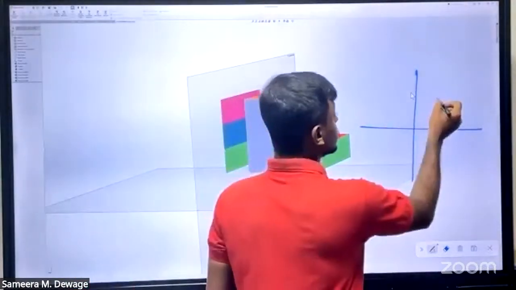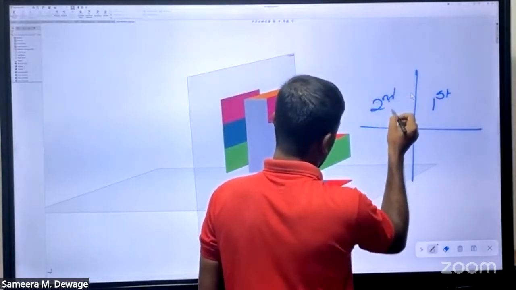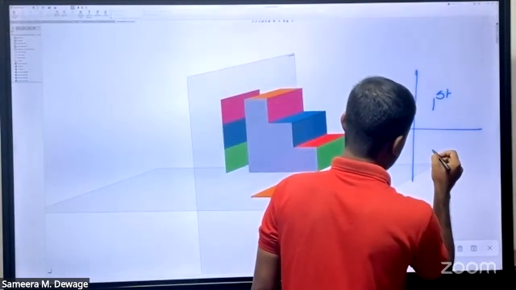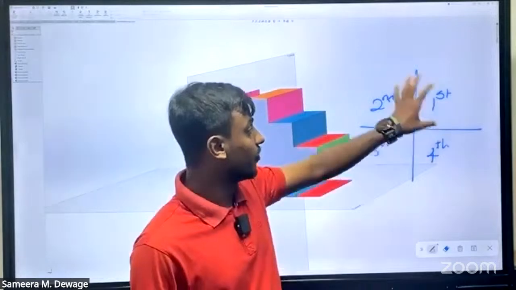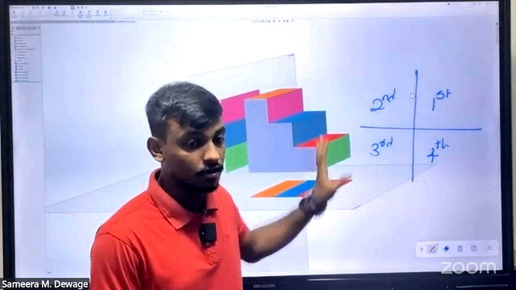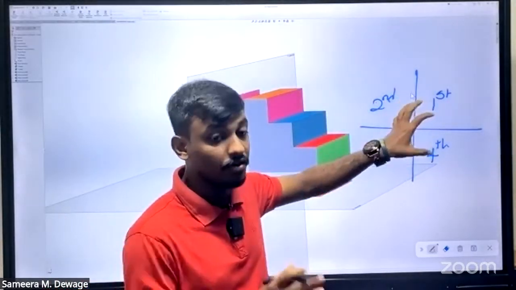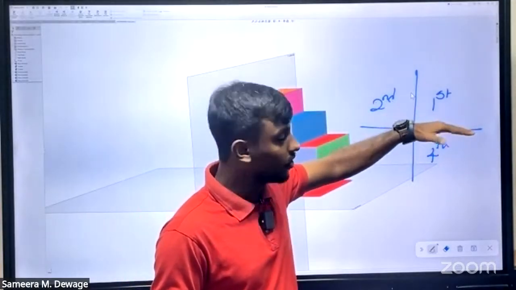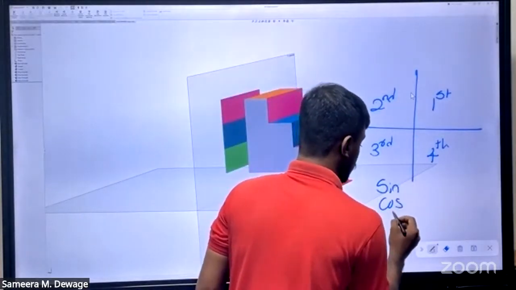So this is our first quadrant. This is our second quadrant, and third and fourth. First, second, third, fourth. So in the quadrant system, under the first quadrant, all of sine, cos, and tan.